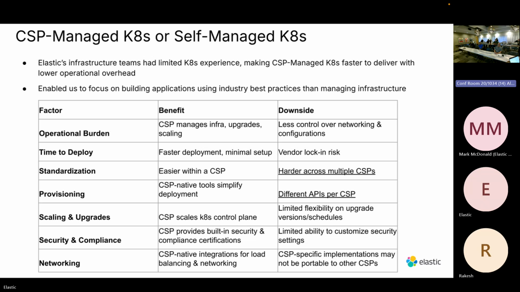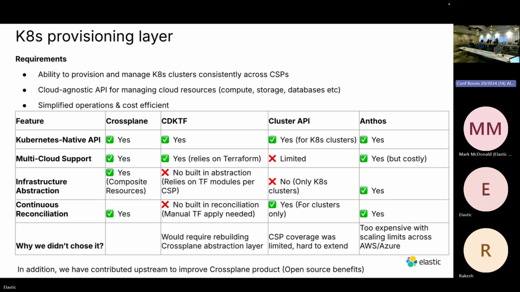So you start realizing that there are benefits of a CSP managed Kubernetes, but you can't control everything. And that goes back to the control and simplicity slide that we saw earlier, right? We identified some factors where we would be challenged, but this was the only way we could iterate faster with lower operational overhead. So the question came: how do we manage the Kubernetes provisioning layer? As I talked about, different APIs, different CSPs, how do we make it easier for our engineering teams and service teams to build the workloads and applications there?